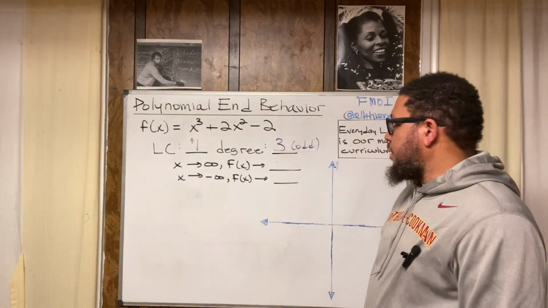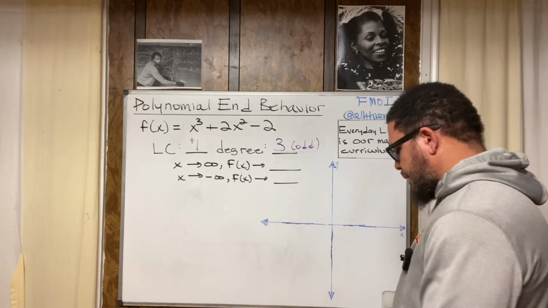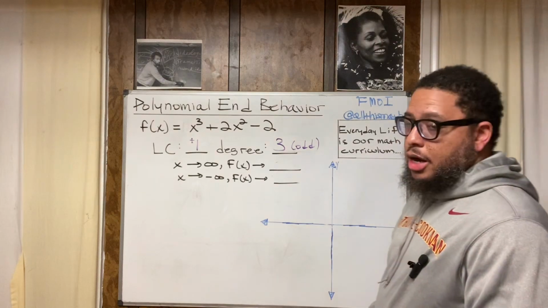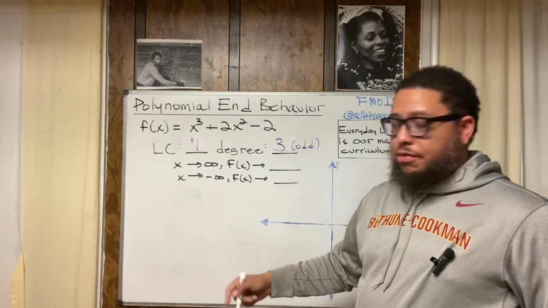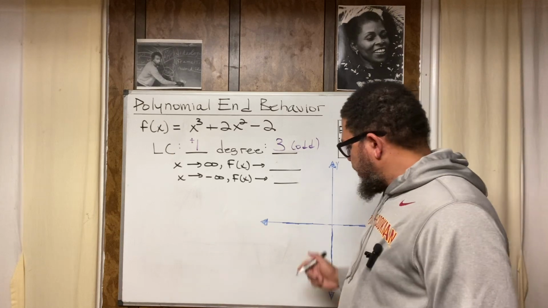Now, what does that tell us? That tells us that our graph is going to look something like this. It's going to end up going up and to the right and down to the left. Down to the left, up to the right. So it might look like this.